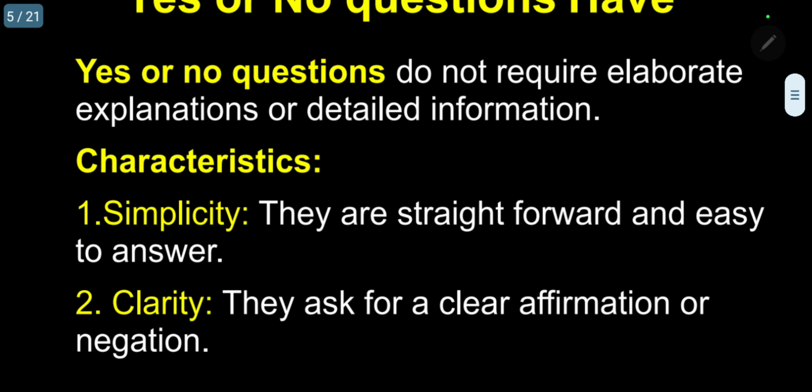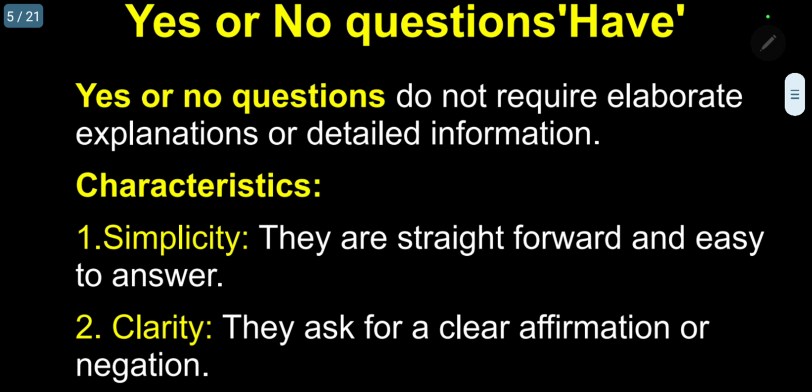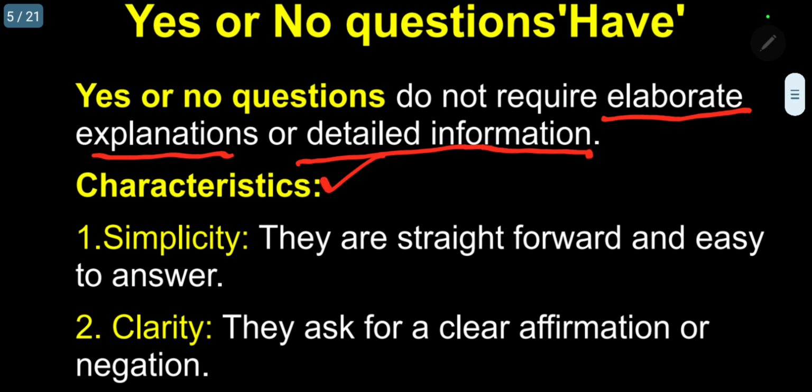So let me concentrate on yes or no questions. Before entering into the yes or no question with the auxiliary verb have, I have to discuss the characteristics. Yes or no questions do not require elaborate explanations or detailed information. What are the characteristics of yes or no questions? Number one, simplicity. They are straightforward and easy to answer. Number two, clarity. They ask for clear affirmation or negation.